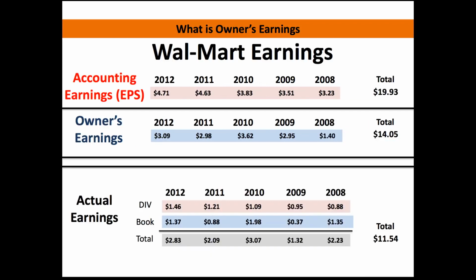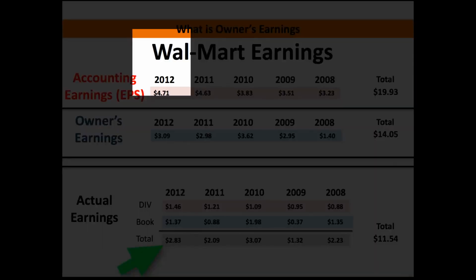So let's make this really fun. On the top we have the accounting earnings, and then the owner's earnings underneath that. Now I'm going to show you what actually materialized during the period from 2008 to 2012. In order to do that, I listed the dividend, which you can see right there, with an arrow next to it, and then the change in the book value during that period. All I did is add up those two numbers, and I totaled them for each year. So for 2012, the total for the shareholder was $2.83, because they had $1.37 in the book and $1.46 paid to them in a dividend.